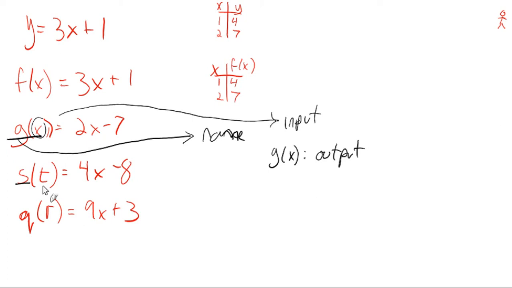So s is the name of this function, and t is the input. Q is the name of this function, r is its input. And actually, this should be a t. Now the t is the input, and this should be an r. Excuse me. So that's the way it should have been. This is t, this is r. If this is s of t, you better have a t over here, because that's the variable that you need to plug stuff into. Okay?